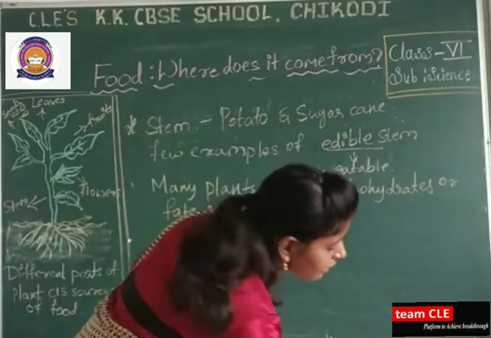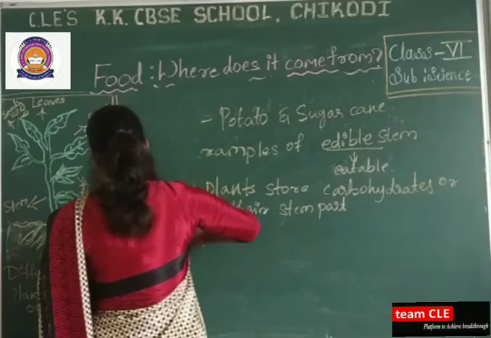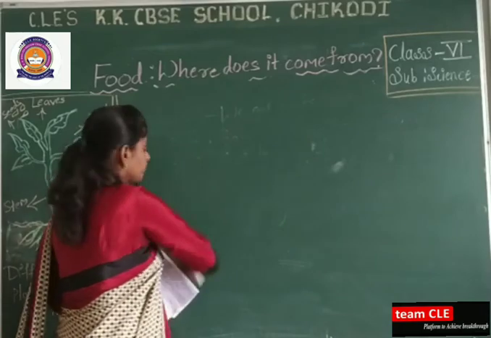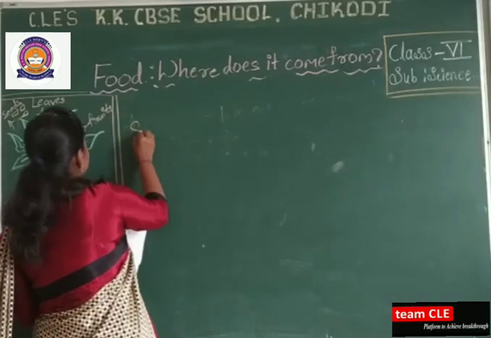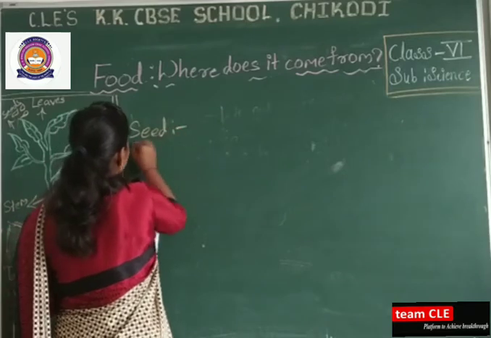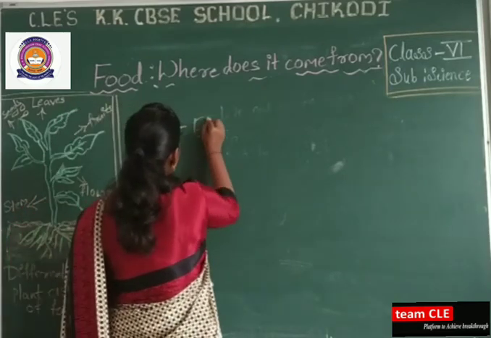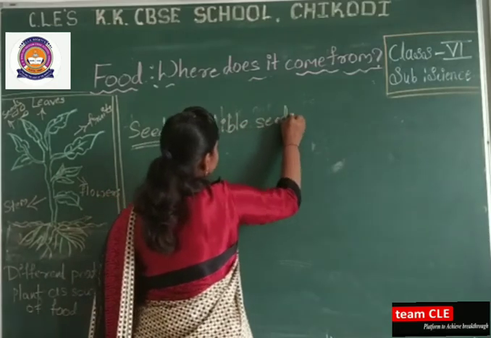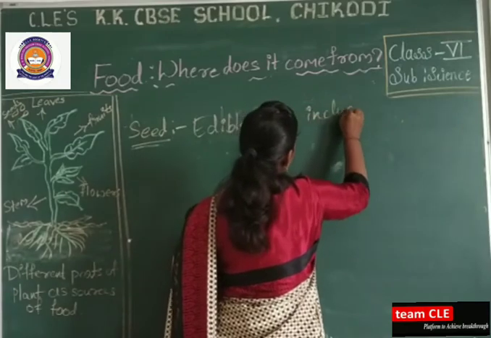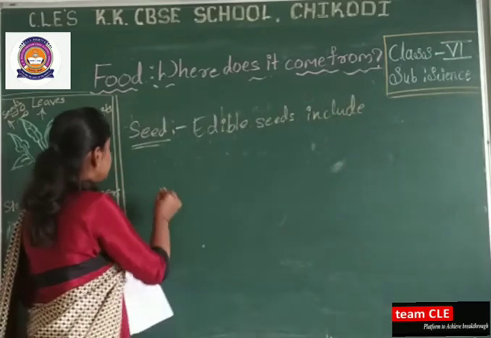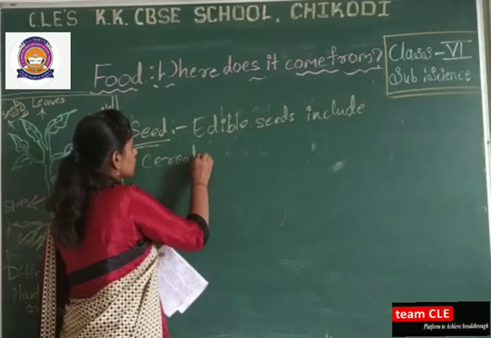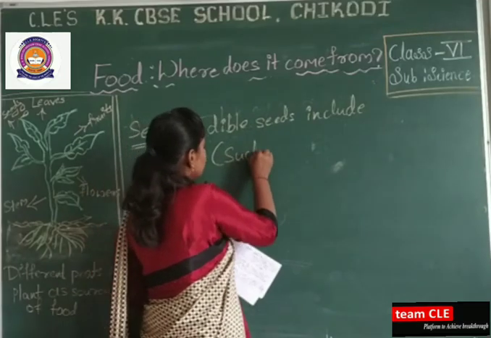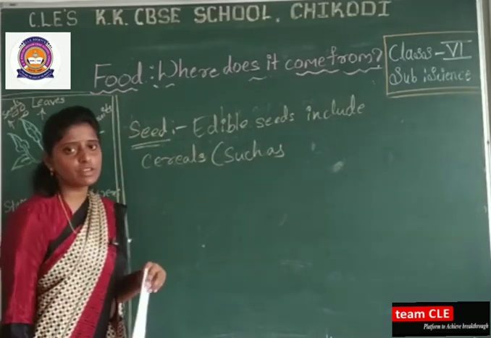Okay, the next part here we are going to study is seed. Yes, you are very much familiar with the seeds. Edible seeds include, I have told already the meaning of edible. Edible seeds include what? Can you tell? Cereals. Cereals such as which cereals? Do you know what is cereals?